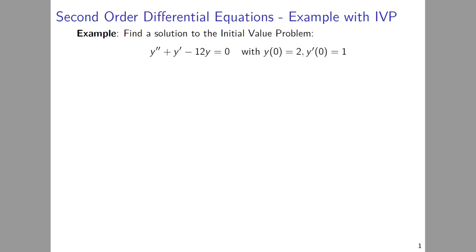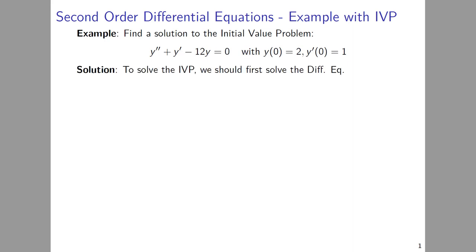In this example, we will find a solution to the initial value problem y'' + y' - 12y = 0 with initial conditions that y(0) = 2 and y'(0) = 1.